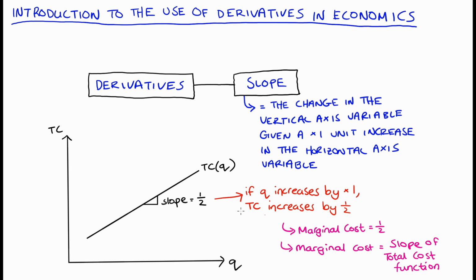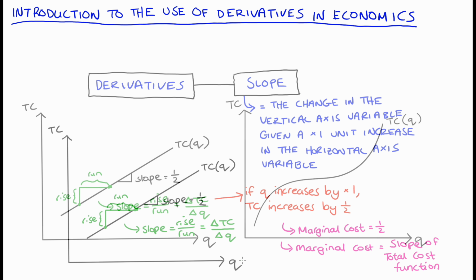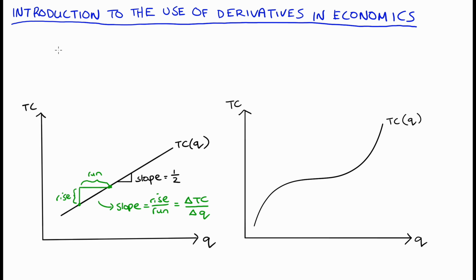As also discussed previously, the task of finding the slope of a linear function is relatively straightforward. We just take rise over run between 2 points. That's the change in the vertical axis variable, which in this case is total cost, divided by the change in the horizontal axis variable, which in this case is quantity. Now, more often than not, however, functions in economics have slopes that change, i.e. they are curved nonlinear lines. For instance, consider the following possible total cost diagram here.